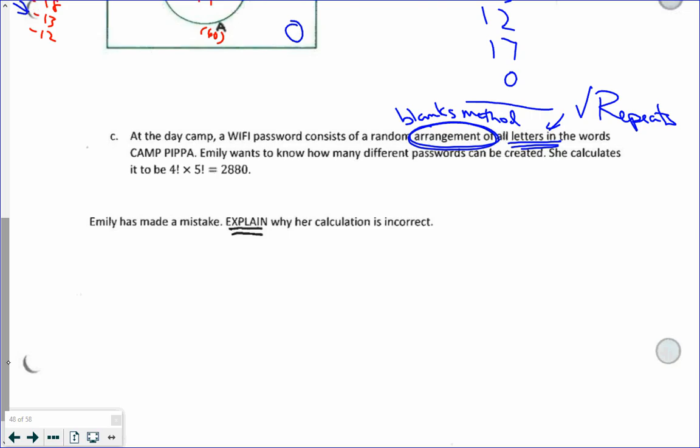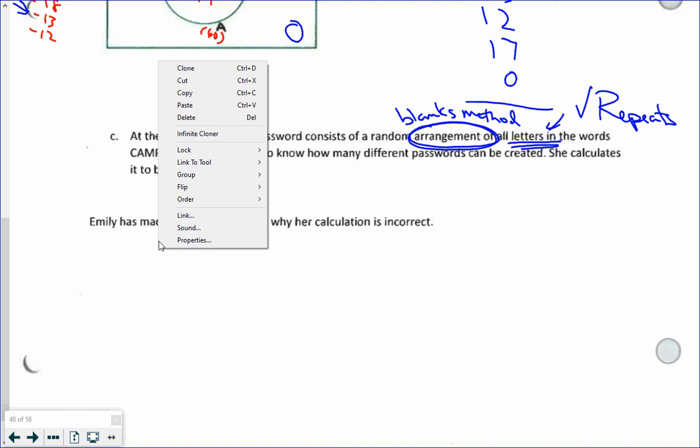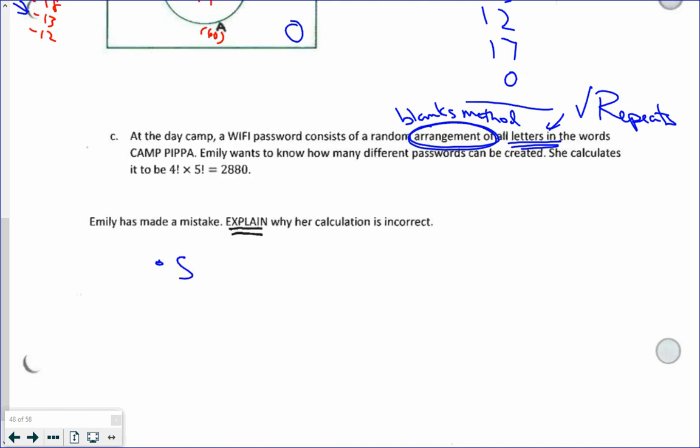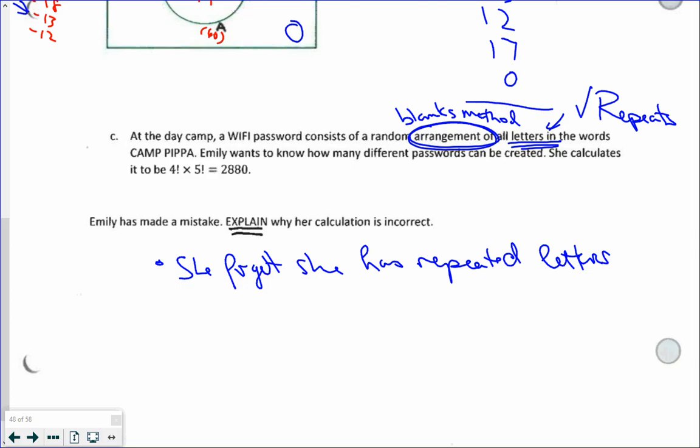So if you want to explain it in words, you could say that she forgot, she has repeated letters. That's the explanation. They don't mark your spelling. They don't mark your penmanship as long as they can read it. Okay.